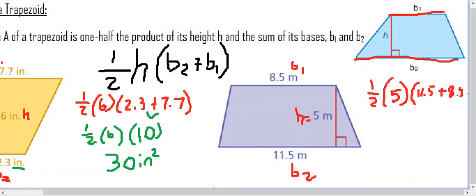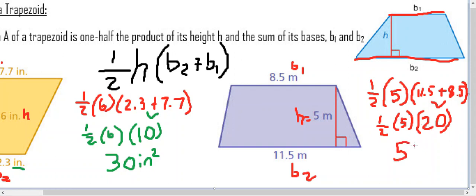So now I can start to simplify. Order of operations says I do my parentheses first. So I add these two together, and when I add those two together, I get 20. So I would have 1/2 times 5 times 20. 5 times 20 is 100. A half of 100 is 50. So this would be 50, and it says m, so that means meters. So it'd be 50 meters, and area is always squared. So my answer is 50 meters squared.